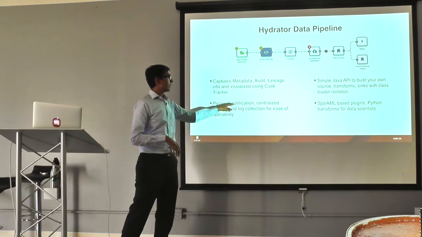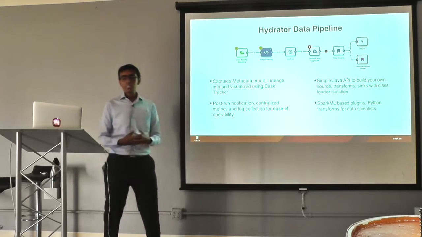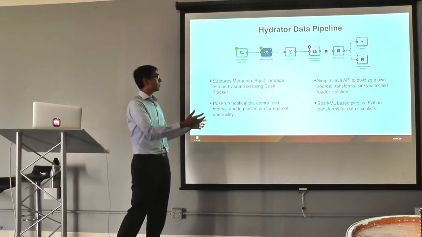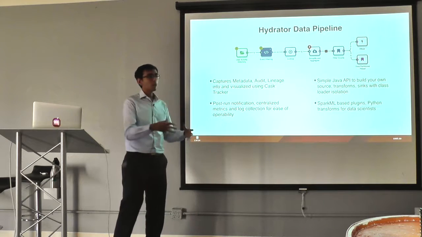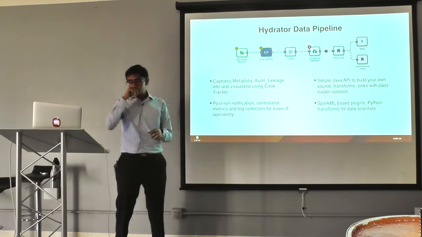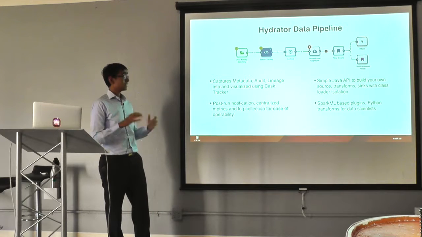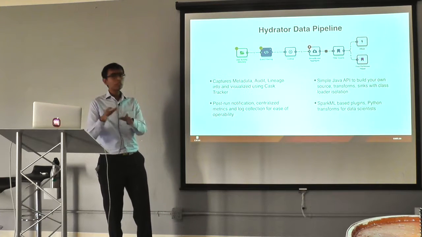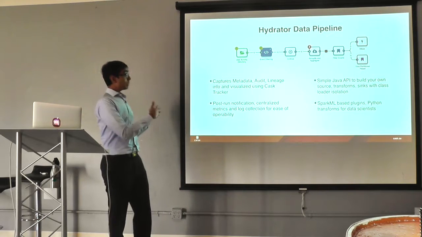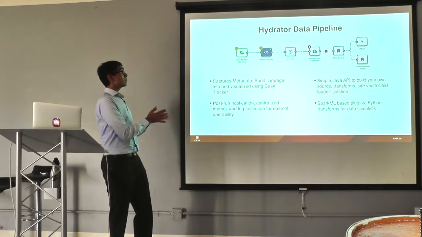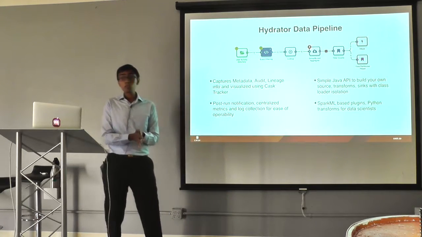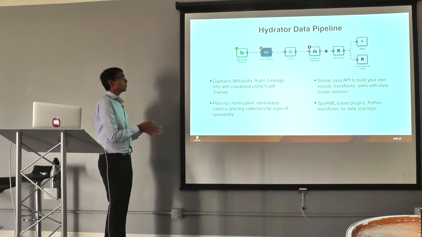And we also saw that there are centralized metrics and log collection. The metrics and logs from different MapReduce jobs or Spark jobs are collected, and you can use the UI to view all that in a centralized form. So you don't have to go into each particular container, each particular job to view all that. And if the pre-built sources, sinks, and transforms don't really satisfy your needs, we have a simple Java API which allows you to build your own sources, transforms, and sinks.